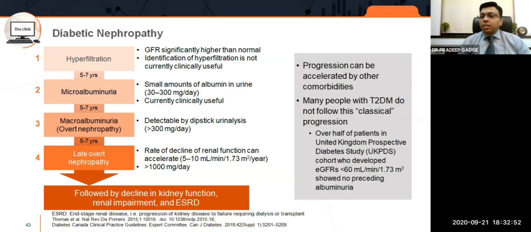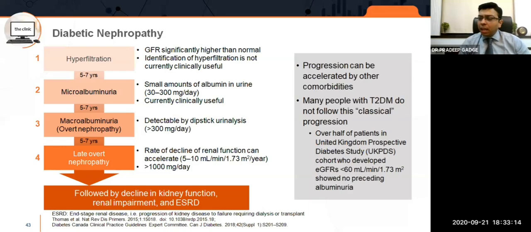Again, after 5 years roughly, the patient reaches a stage of overt nephropathy, and by this time you can see creatinine increasing, and then gradually the stage increases and the patient reaches end stage kidney disease, where the patient requires either dialysis or a kidney transplantation.